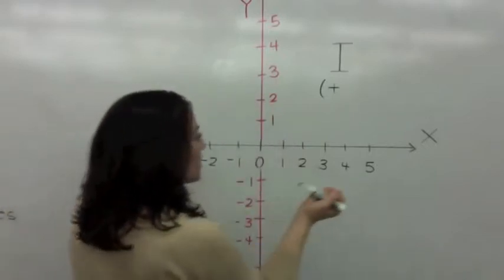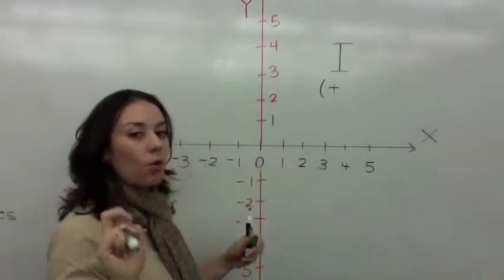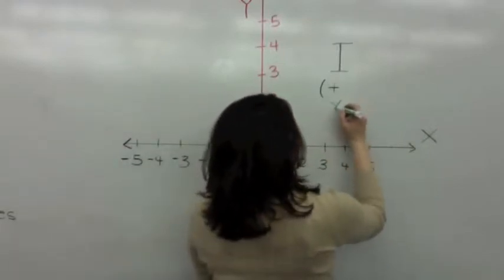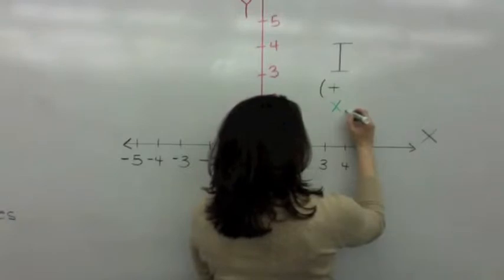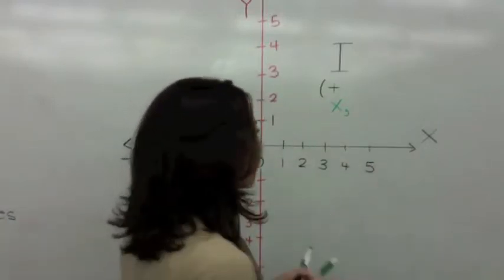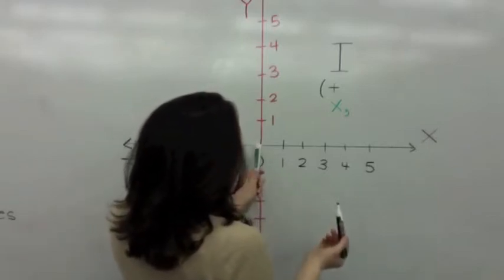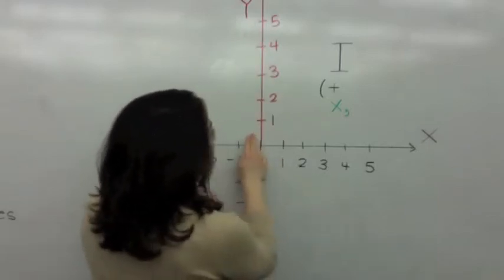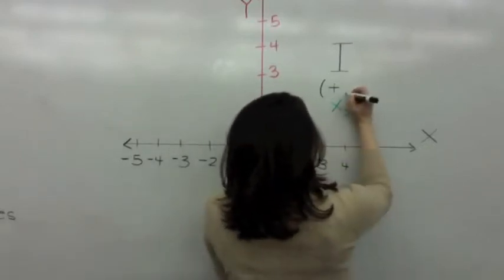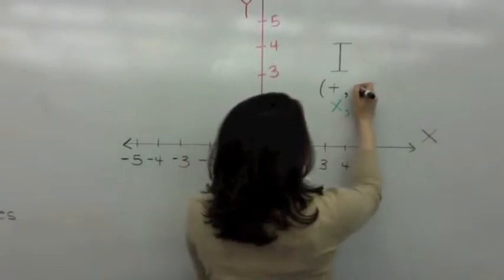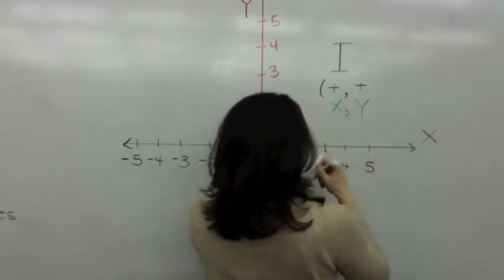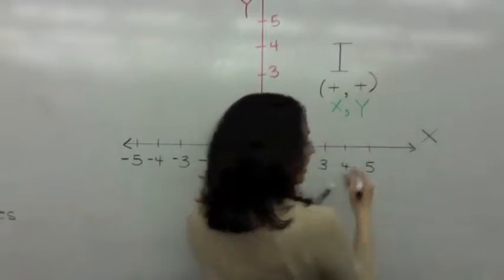So I just want to point something out. When you're talking about a coordinate pair, the first letter or number that goes is x. Then you have a comma. Very good. Now, the numbers on the y-axis are also positive. So you have positive numbers for x and positive numbers for y. So that is quadrant 1.